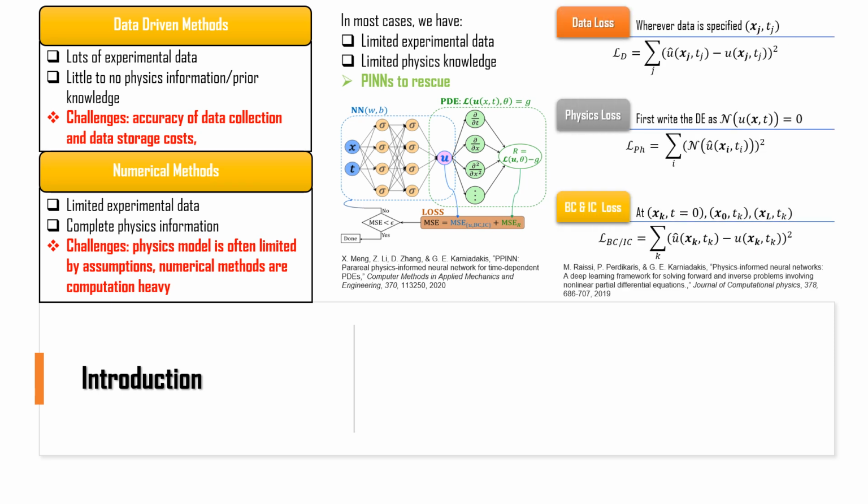PINN learning involves optimizing several loss functions together as enlisted on the right. The PINN output must satisfy the physics and the imposed boundary and initial conditions, and must also adhere to the collected experimental data. These conditions are imposed by the loss functions.